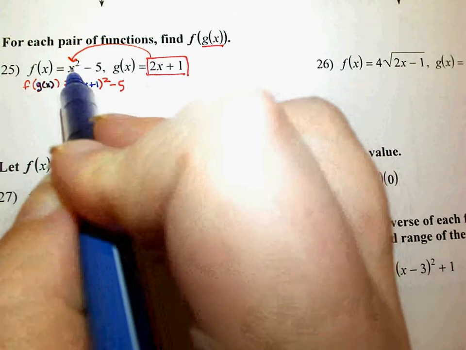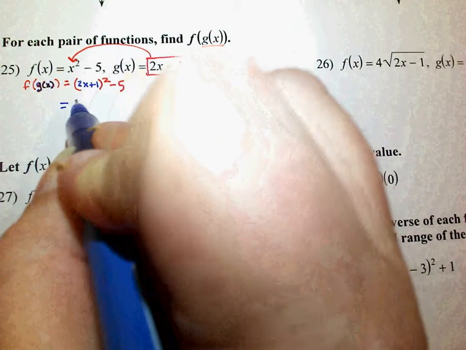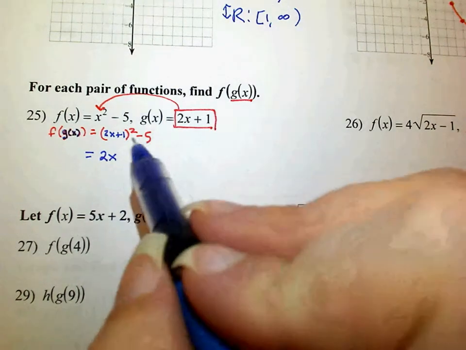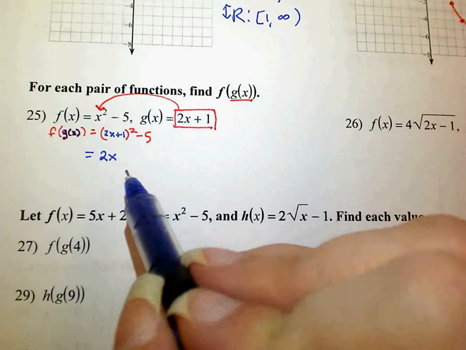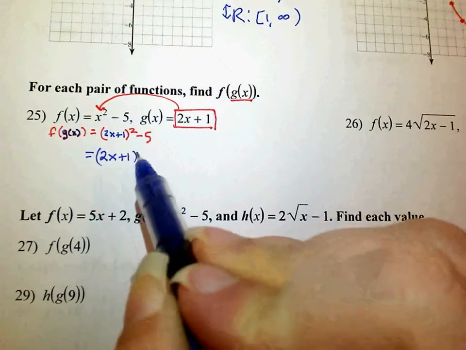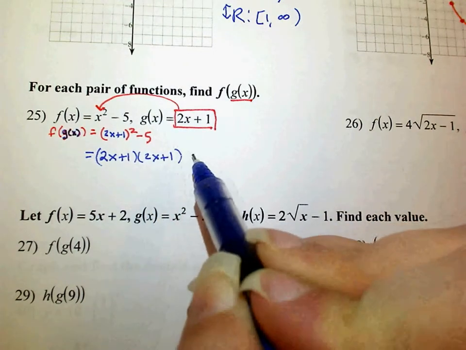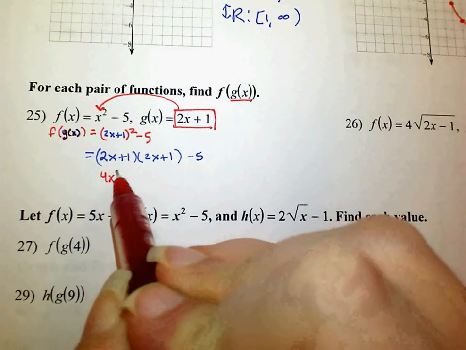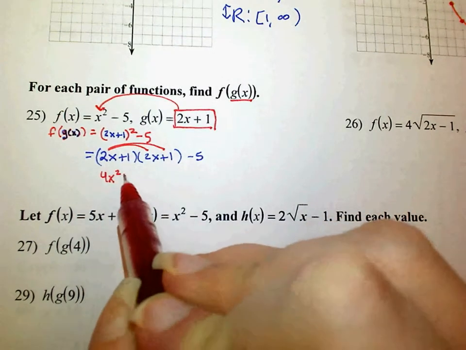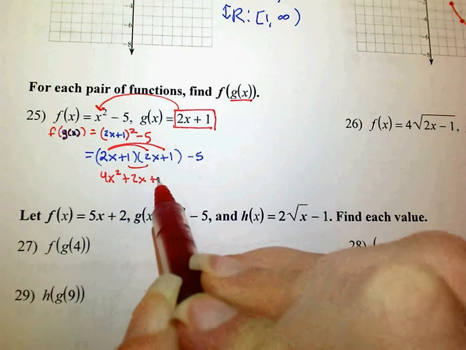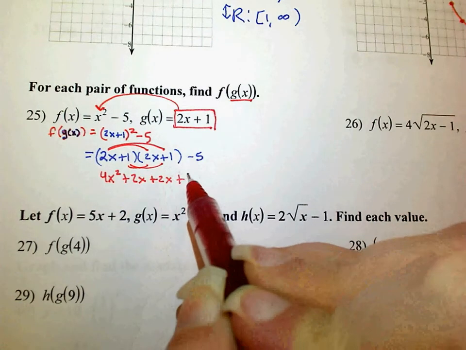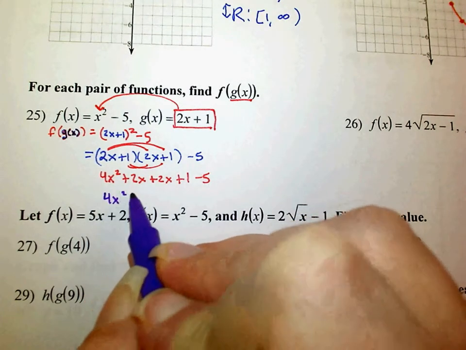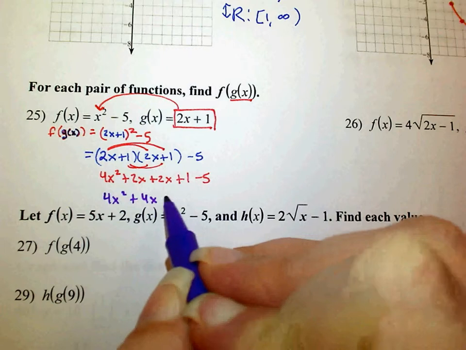And remember, when you square something, you've got to multiply it by itself. Sorry, my hand is all in the way. So 2x plus 1 times 2x plus 1, and then minus 5. So let's multiply that out. 4x squared plus 2x plus 2x plus 1 minus 5. So I've got 4x squared plus 4x and then minus 4. And that is my answer.